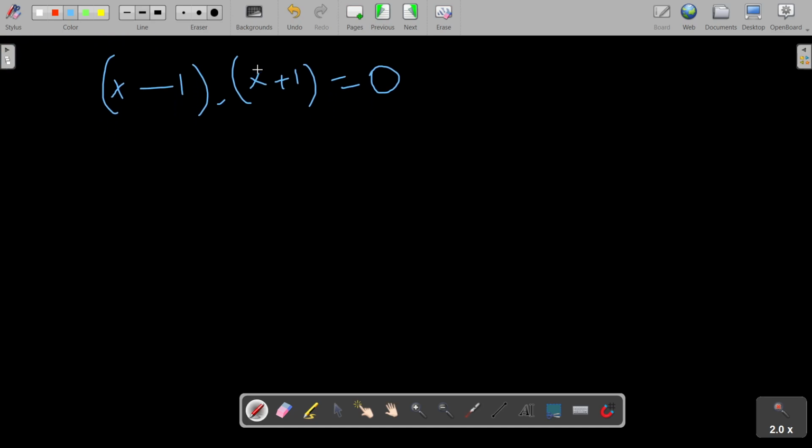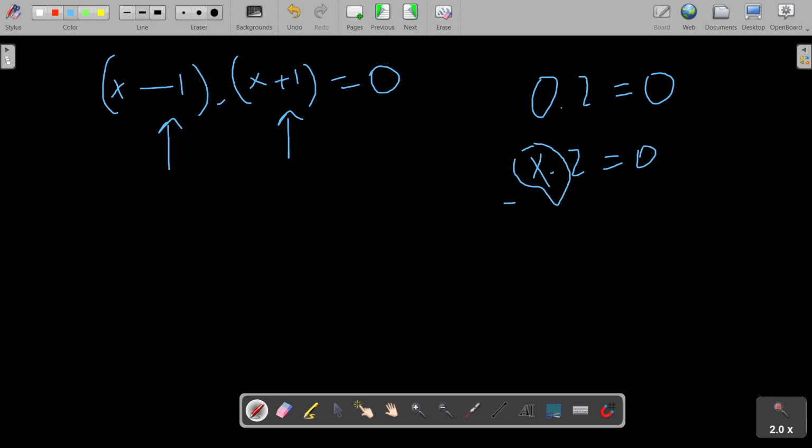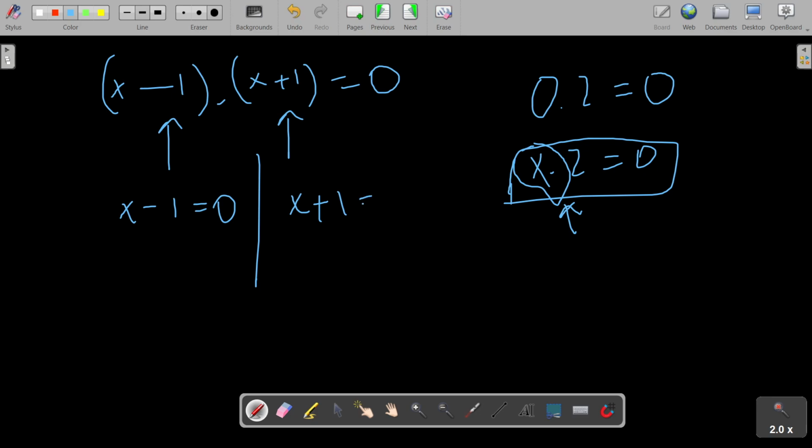So when do two numbers multiply and become 0? Either this will have to become 0 or this will have to become 0. Let me take an example. If I take 0 into 2, it becomes 0. If I take x into 2 is equal to 0, then x has to be 0 to make this equation true. So either x minus 1 should be 0, or x plus 1 should be 0.